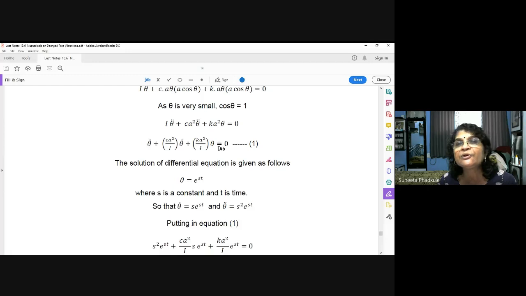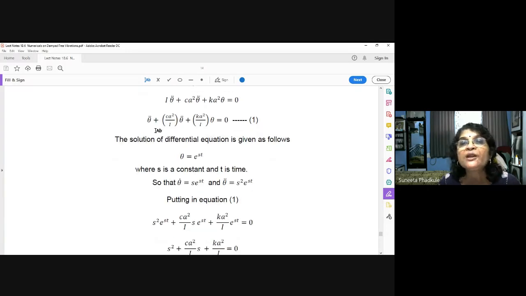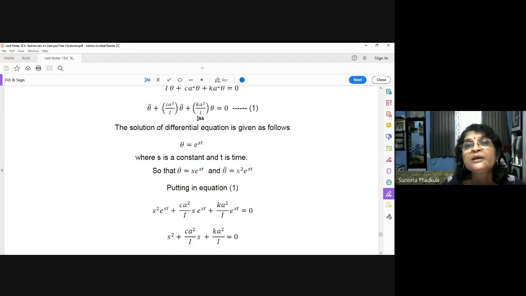Now we have to find the solution for this one. The solution for this differential equation is given as theta is equal to e raised to st. The same expression we have used for over damped and critically damped, and for under damped we used the further solution, e raised to i theta is equal to cos theta plus i sin theta, if you remember. Differentiating, theta dot is s into e raised to st, and further differentiation, theta double dot is equal to s square into e raised to st.